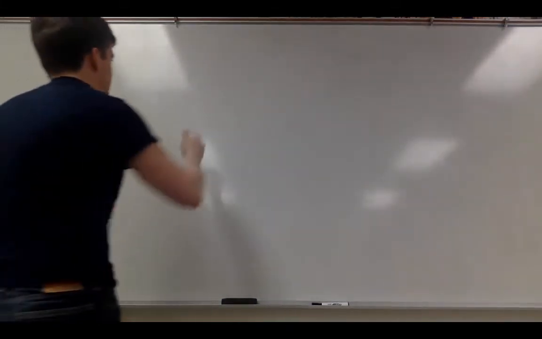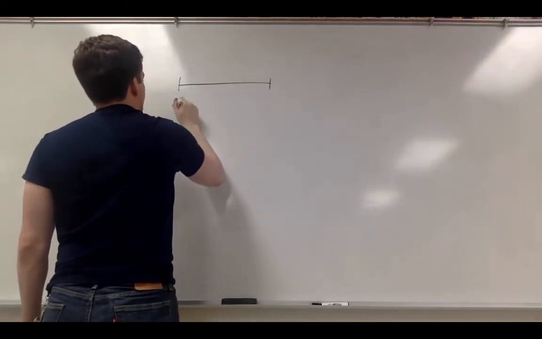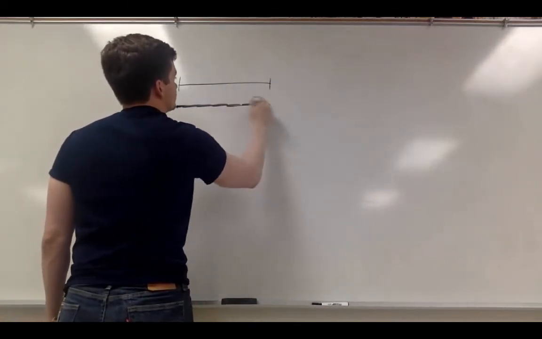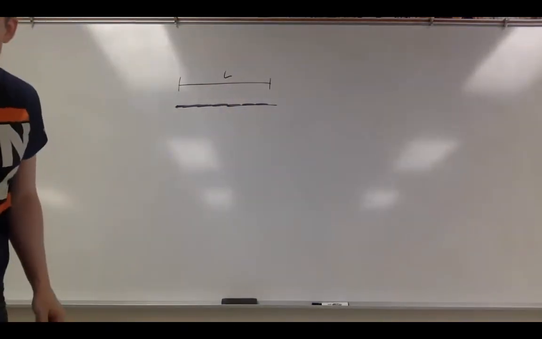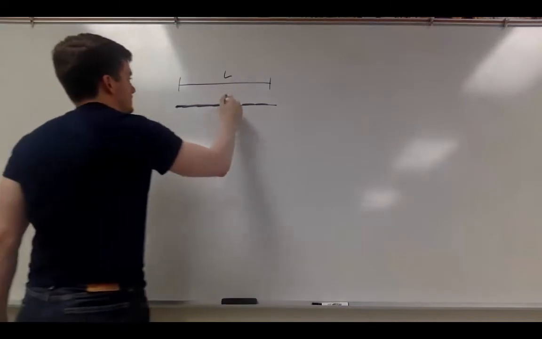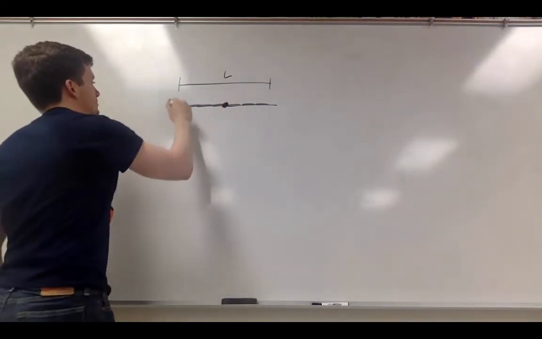I'm going to start off with number 5. Number 5 was kind of tricky. It's a string of length L. Maybe a rod of length L. And they said it was spinning about the center. And it had a certain moment of inertia. And then there was a point mass right here of mass m.